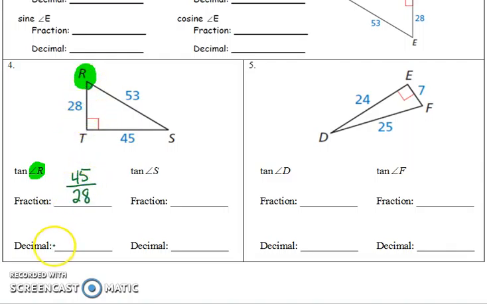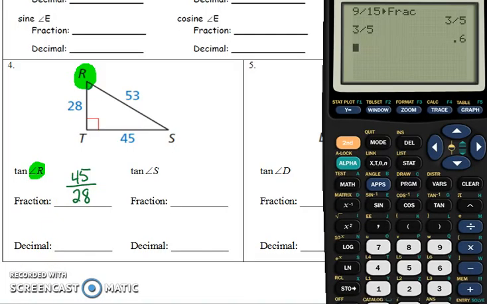So let's go to our calculator. 45 divided by 28, written as a fraction, is 45 over 28. Okay, this means that 45 divided by 28 does not reduce. So 45 over 28 is the most simplified ratio. Now we need to find what 45 divided by 28 is as a decimal.